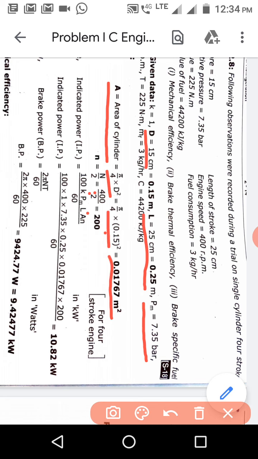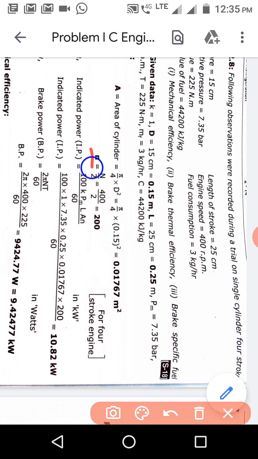Now the area is known to us. Now we have to calculate the number of working strokes. As the engine is a 4-stroke engine, we can calculate n is equal to N by 2. N is the speed of the engine, and engine speed is given, that is equal to 400 revolutions per minute. So the number of working strokes is equal to engine speed divided by 2, that is 400 divided by 2, equal to 200.